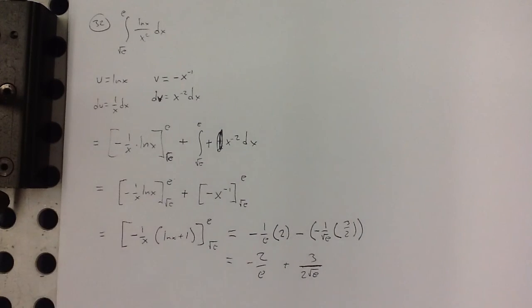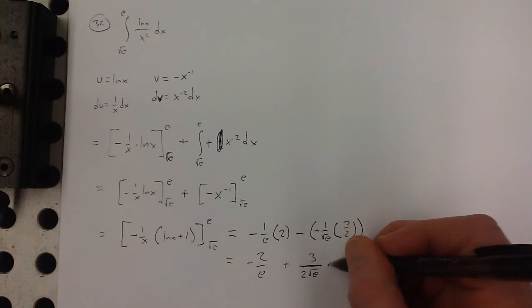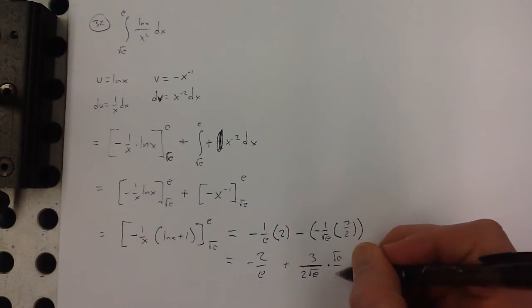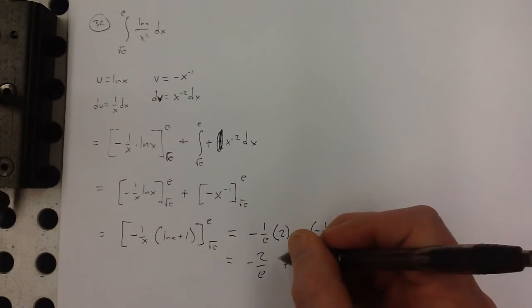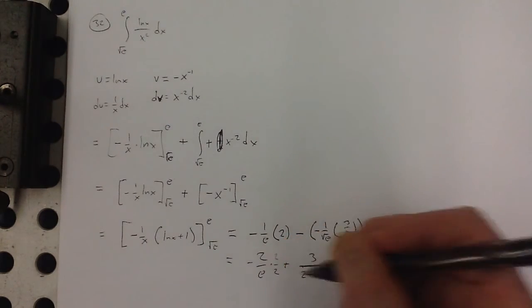I suppose you could try finding a common denominator. Let me just see what the book's answer looks like for that, and we'll see. Just make sure we're good. Yeah, they found a common denominator, all right. So let's just do that. So the common denominator here is 2e. So I'd have to multiply this by the square root of e over the square root of e, and then multiply this by 2.